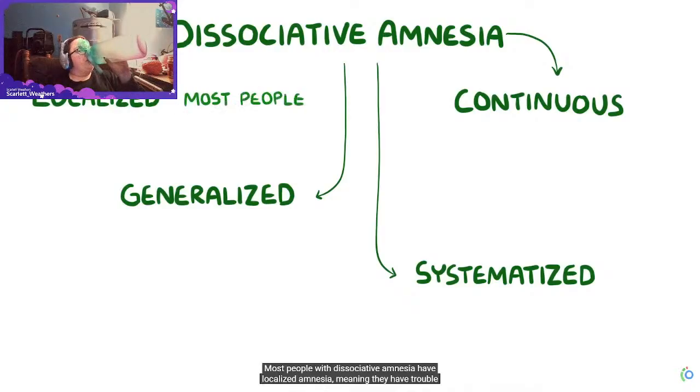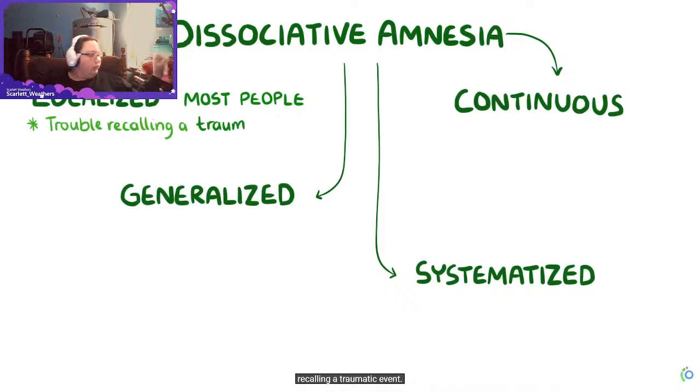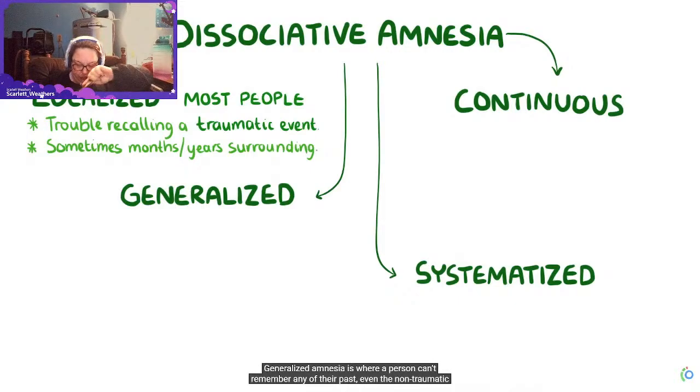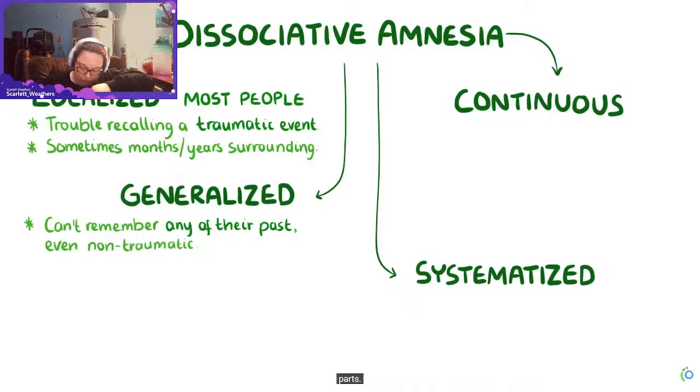Most people with dissociative amnesia have localized amnesia, meaning they have trouble recalling a traumatic event. Sometimes the memory loss is broader and includes months or years surrounding the event. Generalized amnesia is where a person can't remember any of their past, even non-traumatic parts.